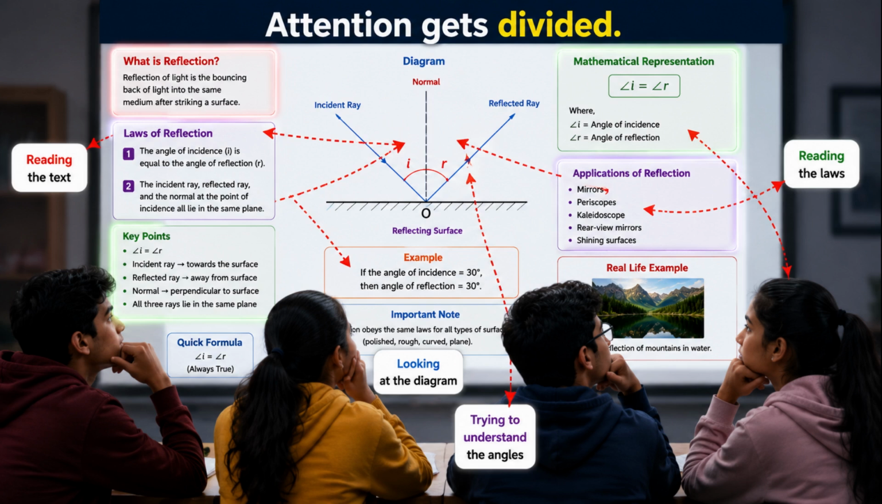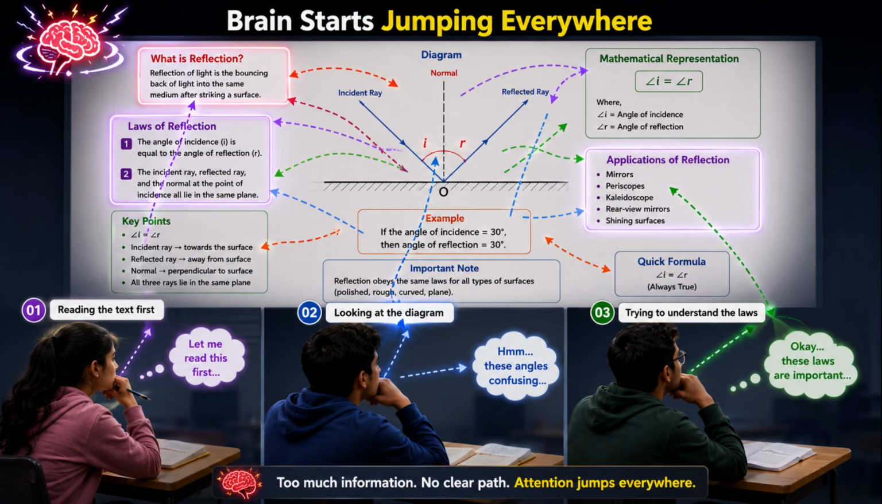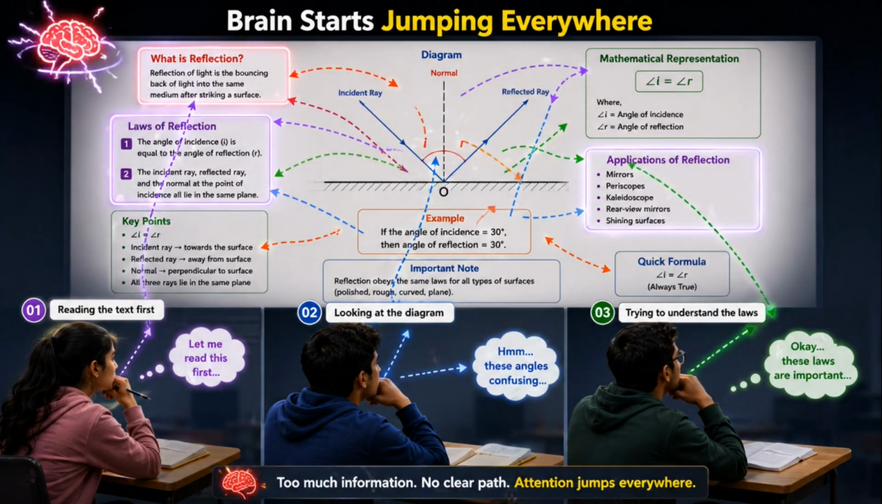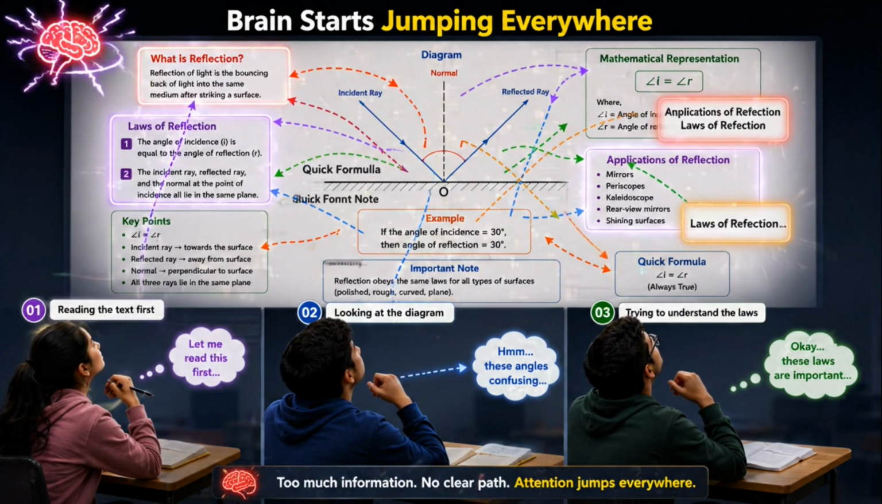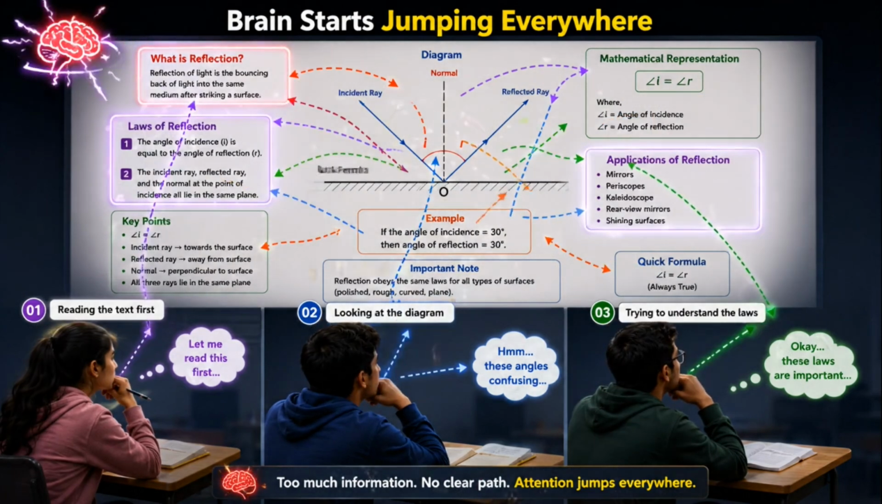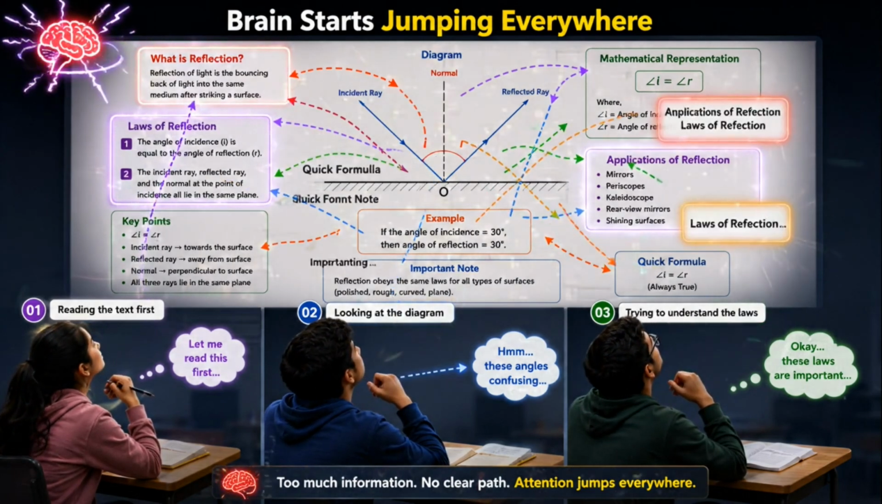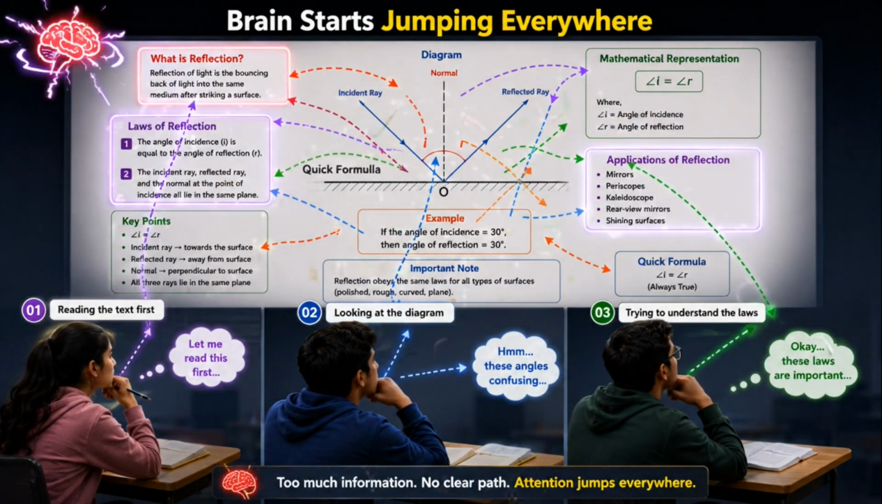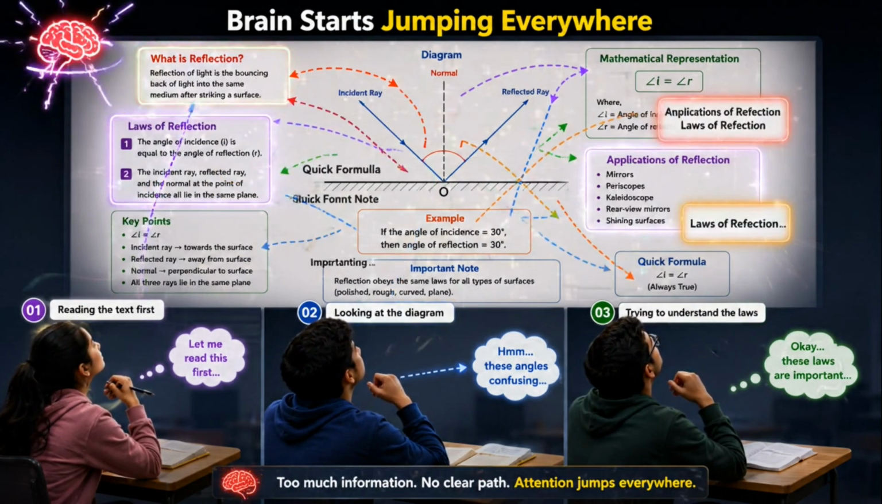Some students start reading the text first, some look at the diagram, some try to understand the angles, others read the laws on the side. So instead of following the teacher's explanation step by step, the brain starts jumping everywhere. Even though the content is correct, the presentation creates confusion. This is a very important point in teaching. Too much information at once can reduce clarity.